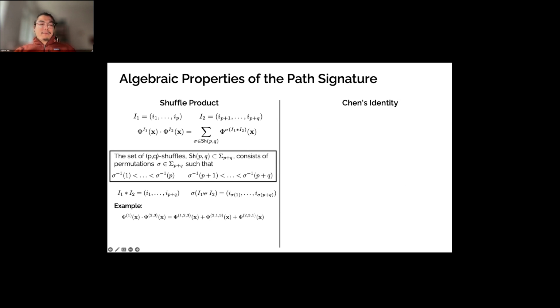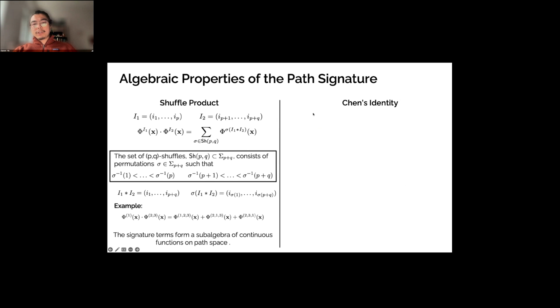Now the main point I want to make here is that these signature terms, phi^I, by which I mean the multi-index I, form a subalgebra of continuous functions on the path space. And this gives us our first indication that these signature terms act something like ordinary monomials for a Euclidean space. We'll get to this more on the next slide.